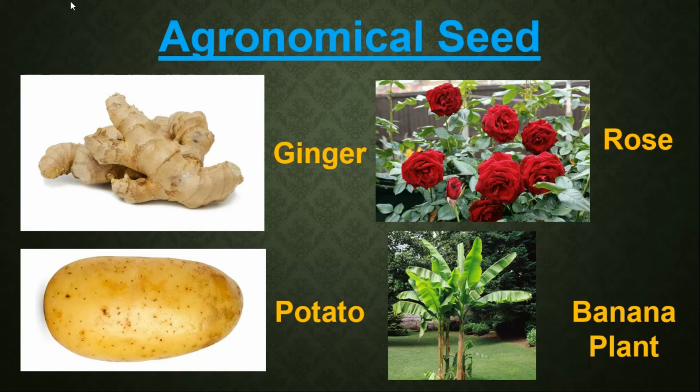Here on the right side, roses are sown. All of you know about roses, and these rose plant parts are grown in the soil to become plants. Another is the banana plant. Banana plant is grown in the soil, and this banana plant also becomes a plant from a plant part. So these are the examples of agronomical seeds.